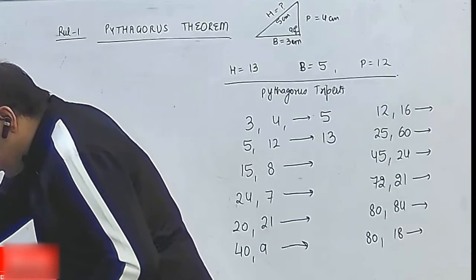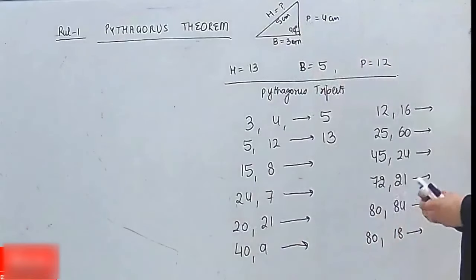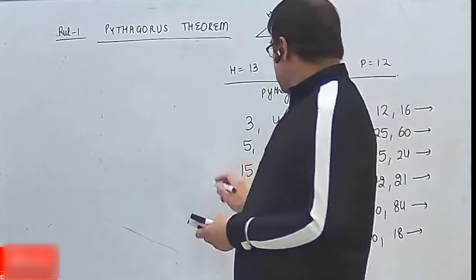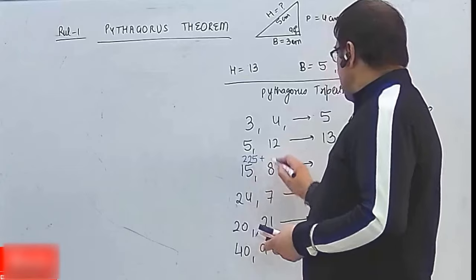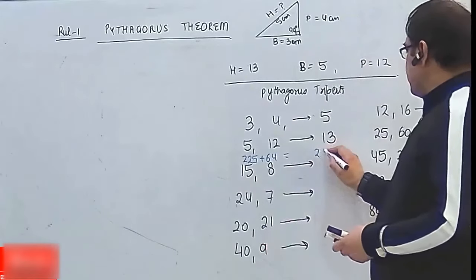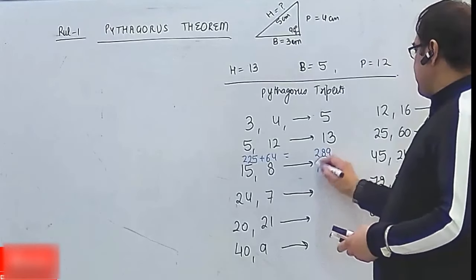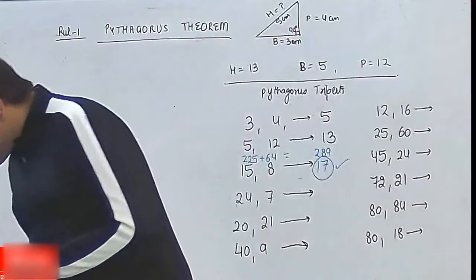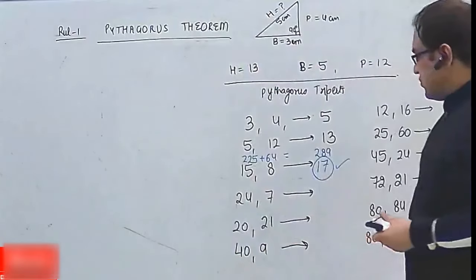Okay, Jyoti says 17. Very good, Jyoti. 17 is right. 15, 8, and 17 has to be the right answer. 15 square is 225. 8 square is 64. This total comes out to be 289. And 289 is the square of 17. Very good. 17 is right. All right. Go on to the next question.